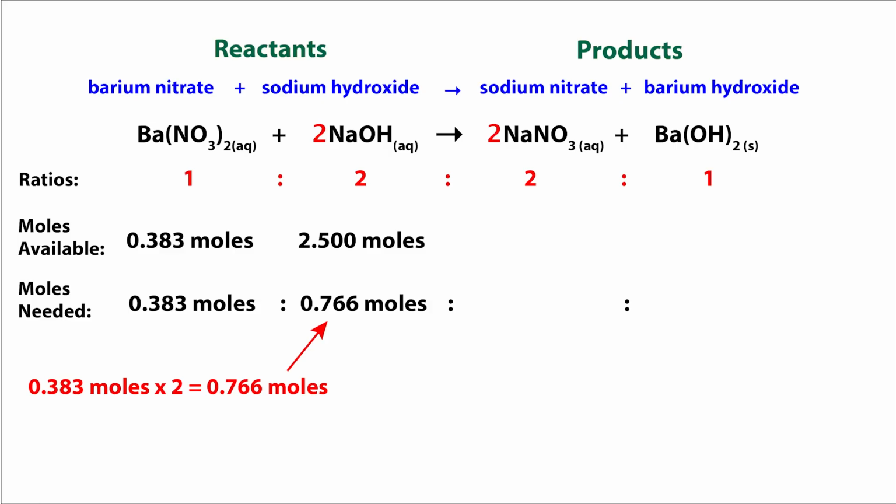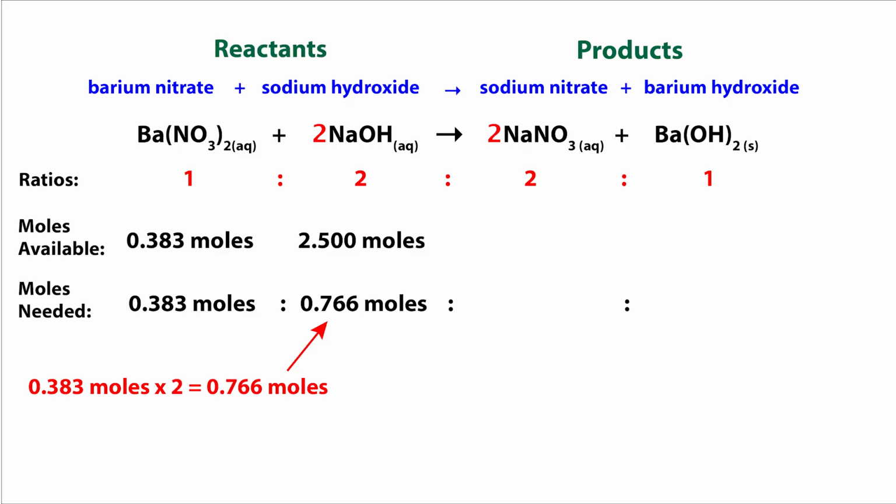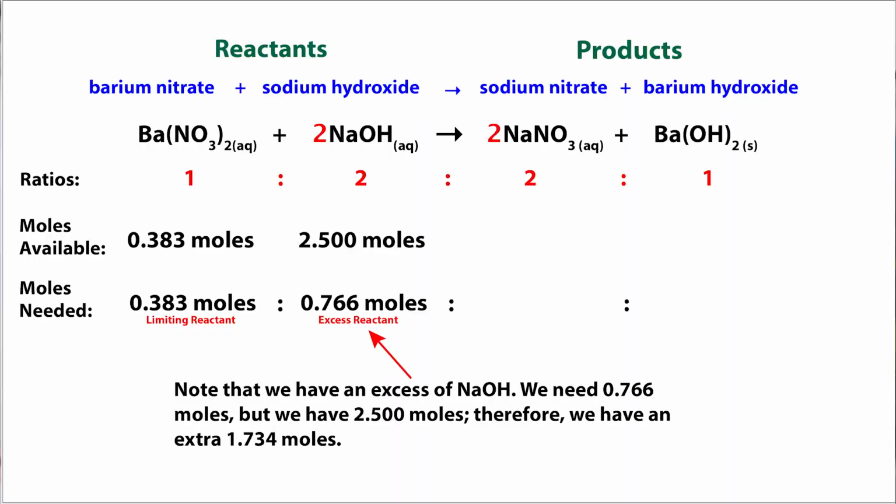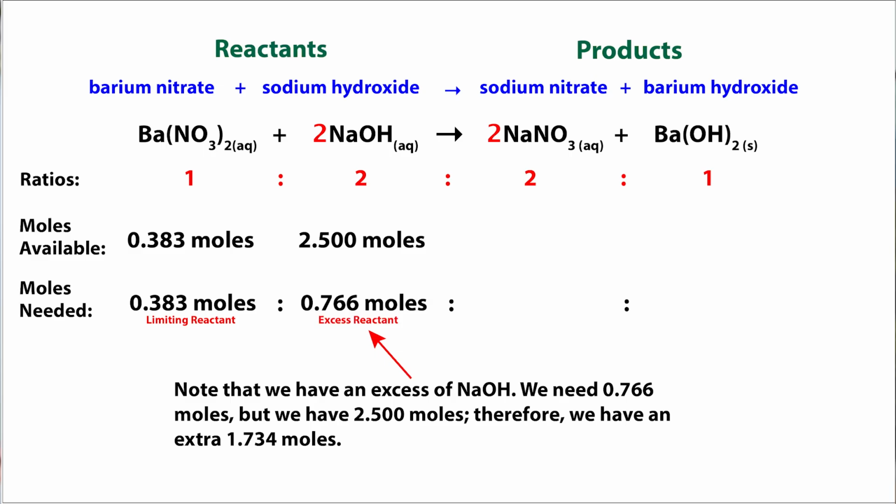We look now at those red numbers. That gives us the coefficients of the ratios between the various moles. If you notice, we need 2 times as many moles of sodium hydroxide than we do of the barium nitrate. Well, we have 0.383 moles of the barium nitrate, and we have way more of the sodium hydroxide. So the one that we have a smaller number of is the limiting reactant. That's what limits how much we're going to be able to make.